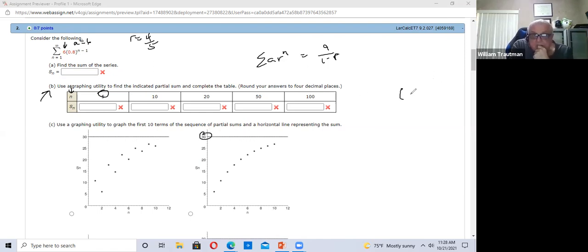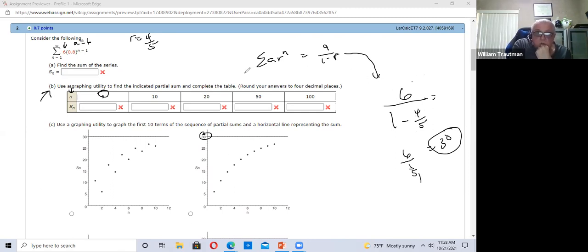So A is 6, the top number, and then 1 minus R, which you can put 4 over 5 or 0.8. And when you put this in your calculator, the bottom becomes 1/5. And then it flips to the top and it becomes 30. So this whole system, the whole summation diverges to 30, but they want you to put this in your graphing utility. They want you to put this in your calculator.